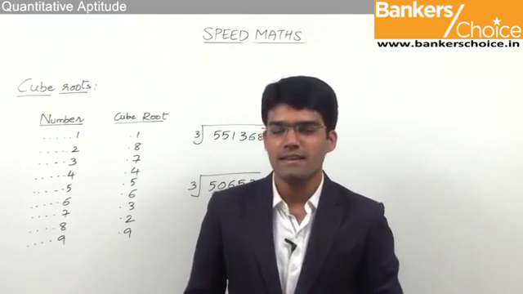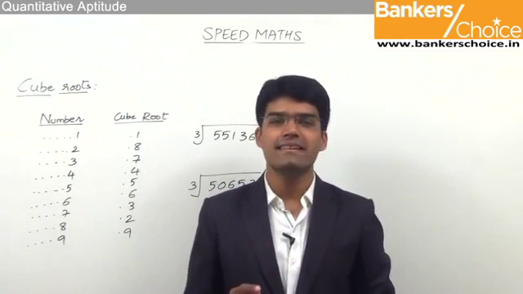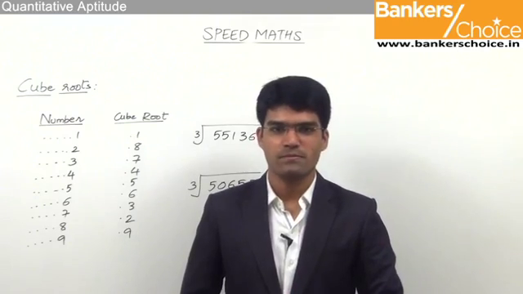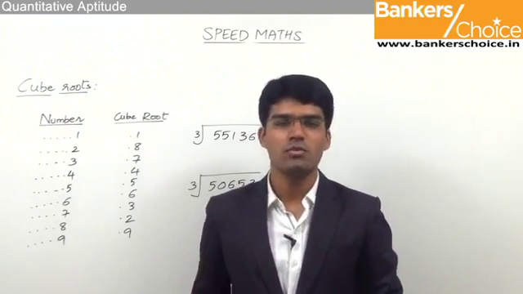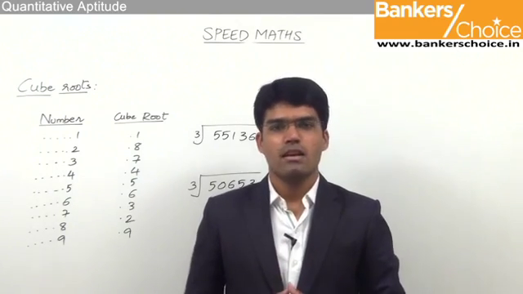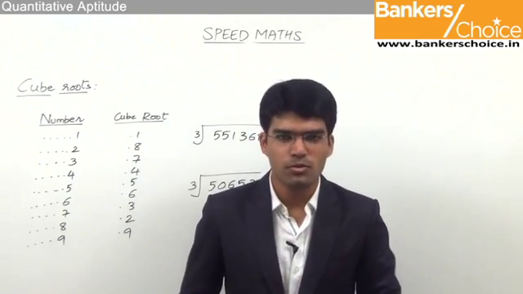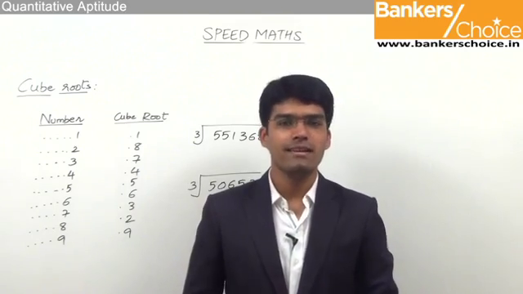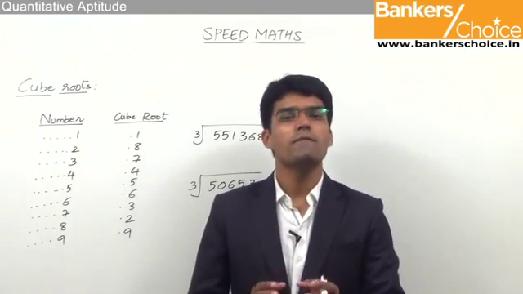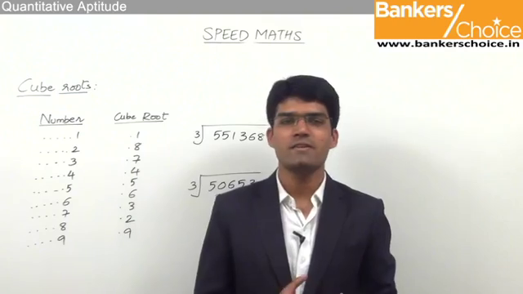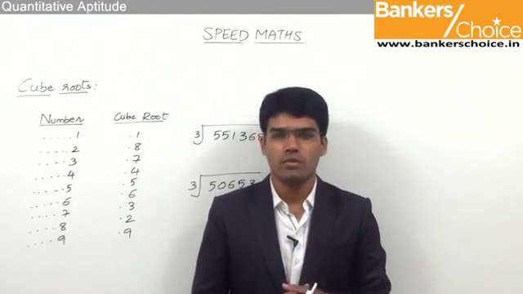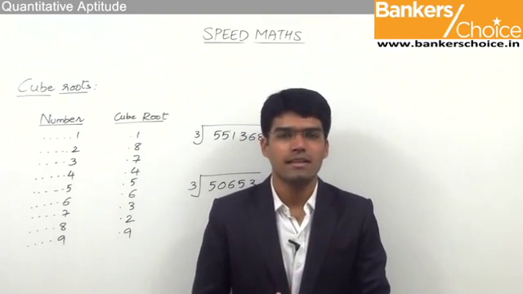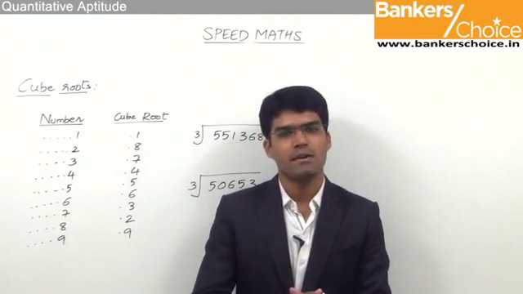But let me tell you friends, finding out cube roots is easier when compared to finding out square roots. Why? Because in square roots we had three steps, but in case of cube roots we have only two steps. But before we understand how to find out cube roots in two steps, let me make it clear, this method is applicable only for perfect cubes. Like in case of square roots, we have understood that it can be applied only for perfect squares. Here as well, the method is applicable only if the given number is a perfect cube.